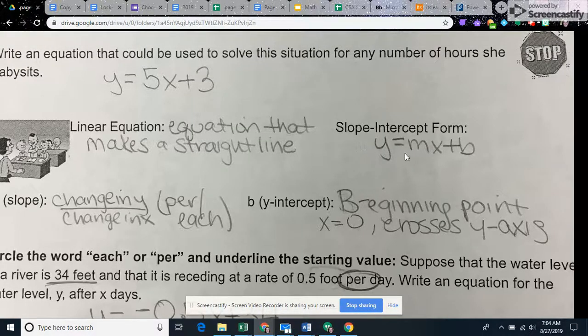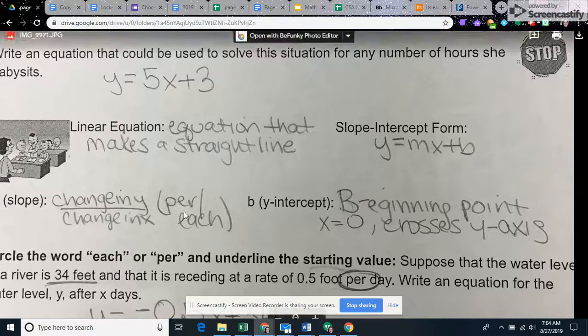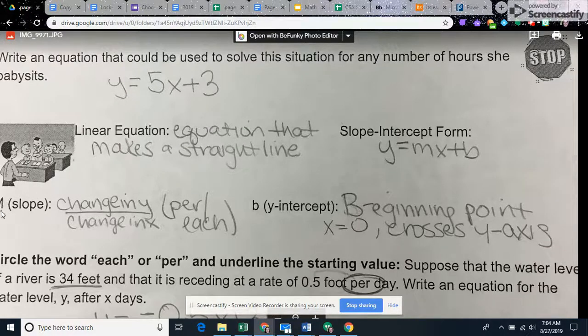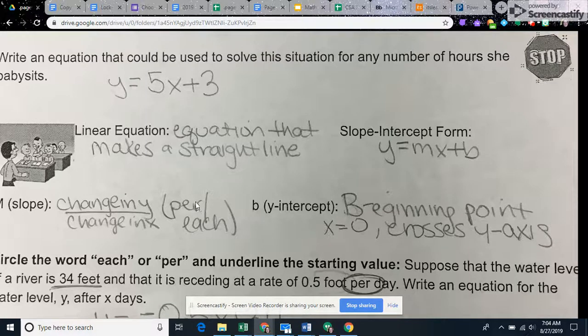The easiest formula to put linear equations in is the slope-intercept form, and that is y equals mx plus b. You'll notice you have your m and you have your b, and those are going to change based on what problem you're doing. The m is the slope, and the definition of slope is that you take the change in y over the change in x. What that normally looks like in a word problem is you're going to see the word per or you're going to see the word each.